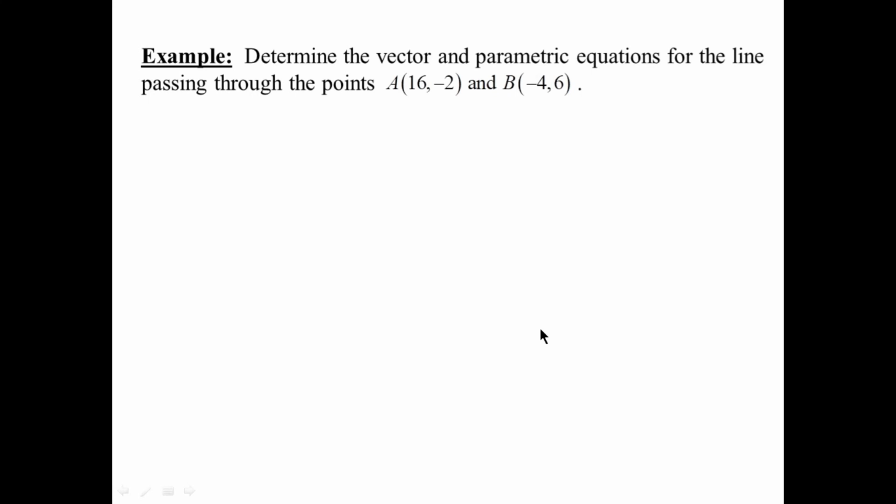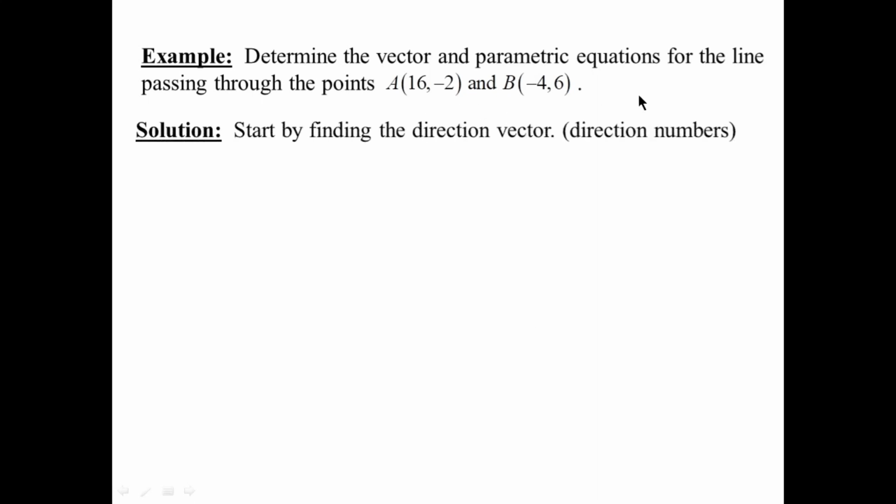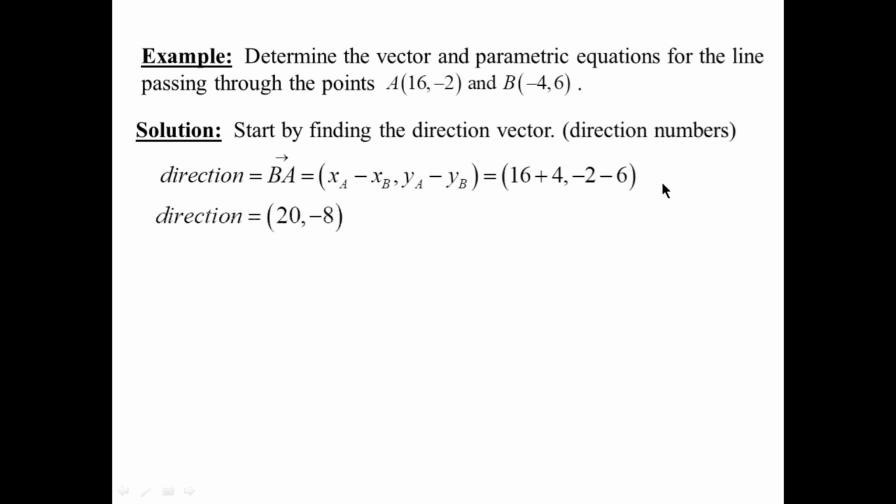Example, determine the vector and parametric equations for the line passing through a couple of points, A and B. Solution, start by finding the direction vector. Because we want the vector equation, we're going to need the direction of the line. So we could go AB or we could go BA. If we're going to go BA, we'll subtract this way. So 16 subtract negative 4, and negative 2 subtract 6. And that means our direction is (20, -8).